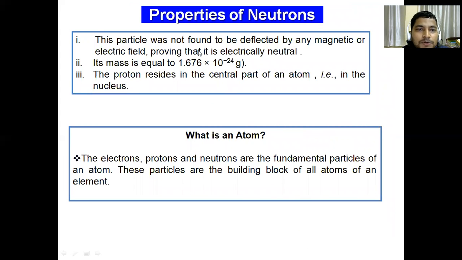Now the properties of neutron: you can see that this particle was not found to be deflected by any magnetic as well as electric field, proving that it is electrically neutral. Its mass is equal to 1.676 into 10 to the minus 24 gram, and the neutron resides in the central part of the atom. So finally, we got the answer to the definition of atom: it is a combination of electrons, protons, neutrons, and some other fundamental particles, and these particles are the building blocks of the atom in an element.